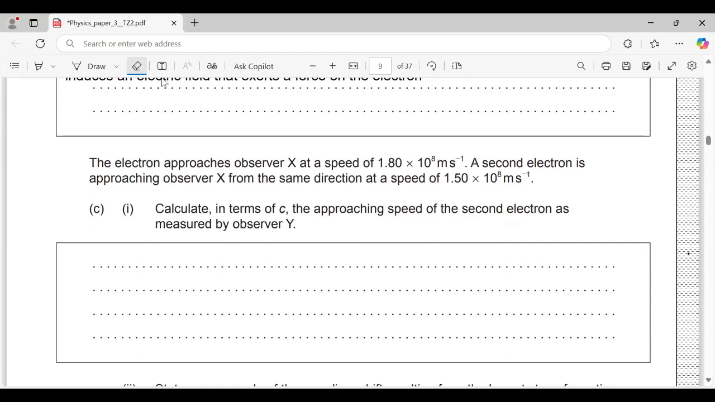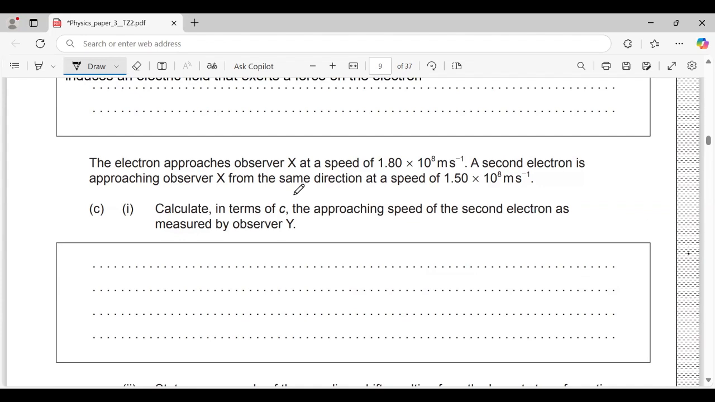The electron approaches observer X at a speed of 1.8 times 10 power 8 meter per second. A second electron is approaching observer X from the same direction at a speed of 1.5 times 10 power 8 meter per second. Calculate, in terms of c, where c is the speed of light, the approaching speed of the second electron as measured by observer Y.